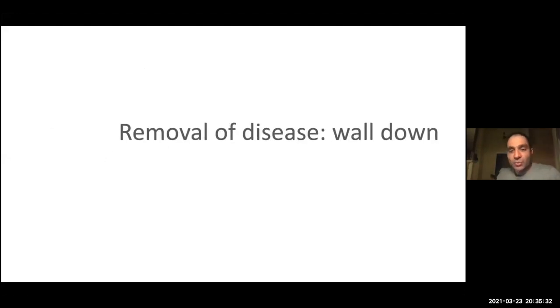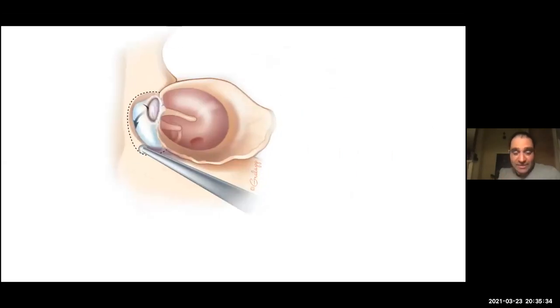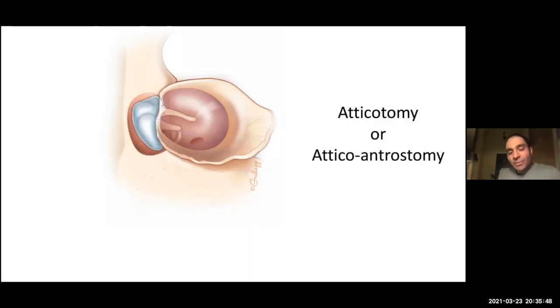So the alternative is this wall down approach. The wall down approach is basically following the disease from its start backwards. There's actually different ways to do it, but I always do what's called a front to back approach. You start at the disease and you drill and drill and drill until you get to the edge of the disease. Depending on how much you drill, we might call this an atticotomy. That's where the attic, the epitympanum, is exposed and the disease is removed and the area is reconstructed. Or it may extend into the antrum, that sort of big air cell, linking that middle ear space to the mastoid, and we call it an attico-antrostomy.